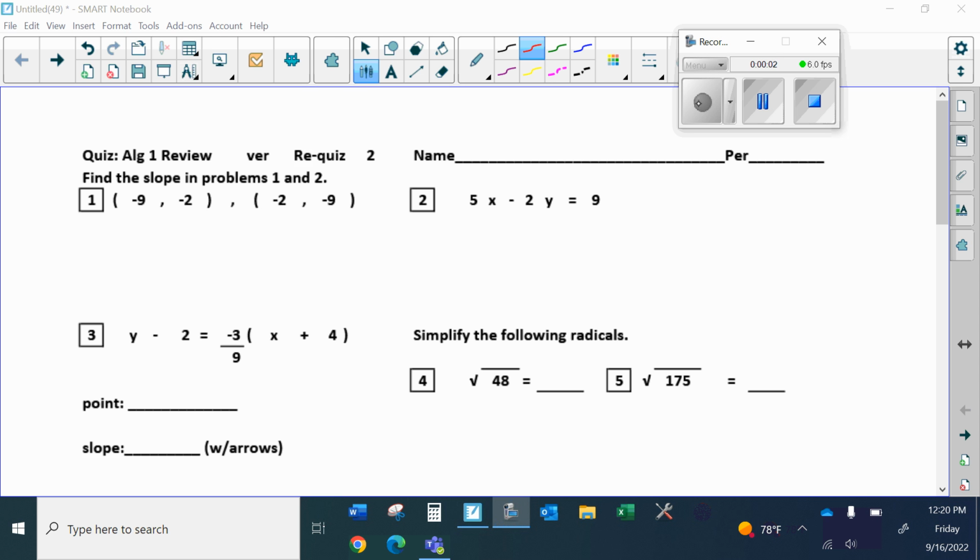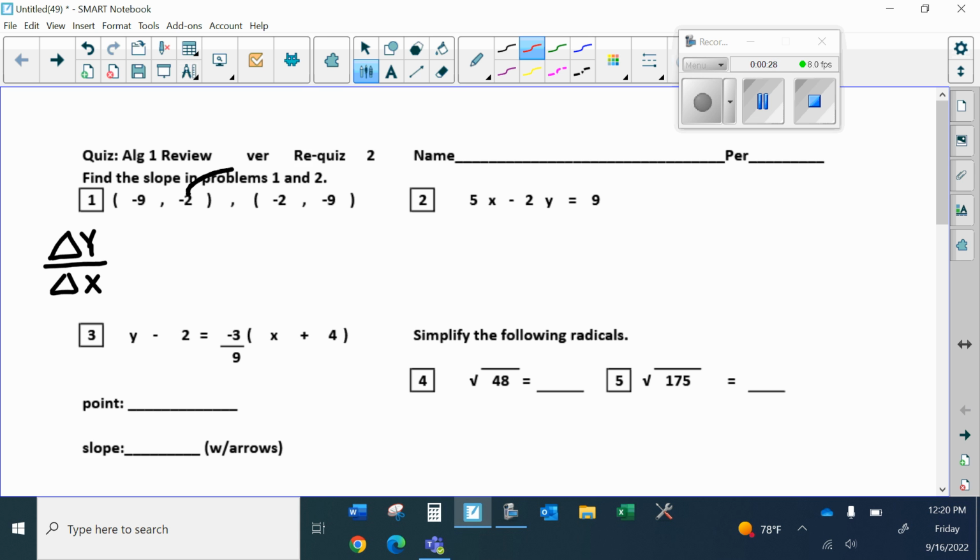Okay, students, we're going over another practice re-quiz here. Again, it is your job to memorize the steps of every single problem. Until you have memorized them, you do not know how to do the problem. Okay, first step, write down changing y over changing x.